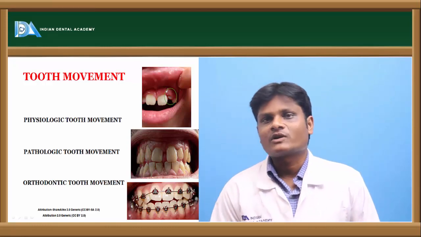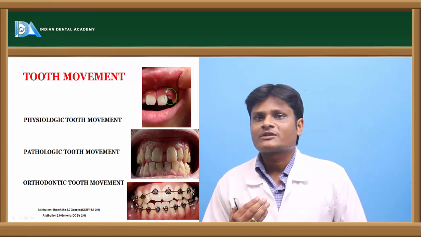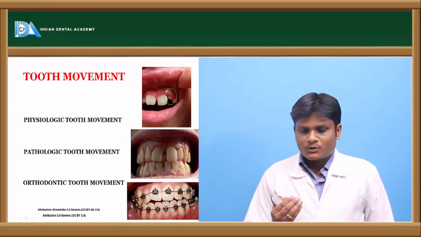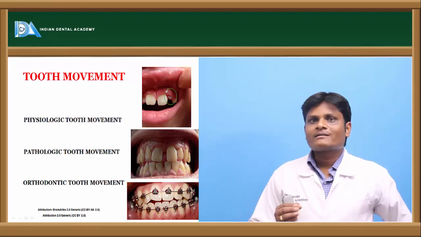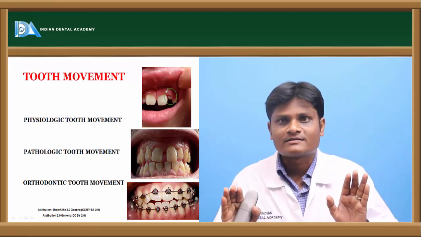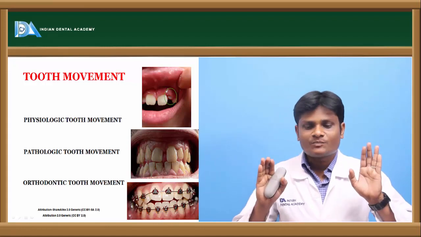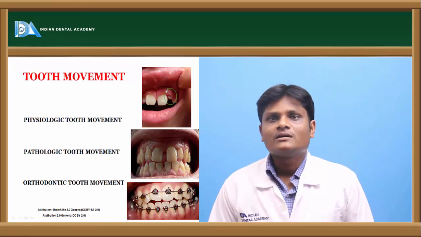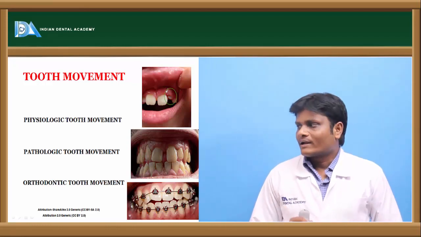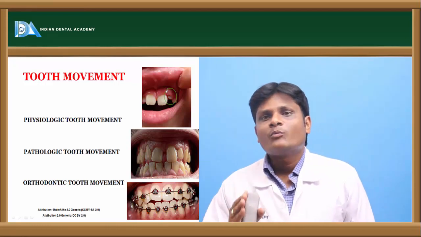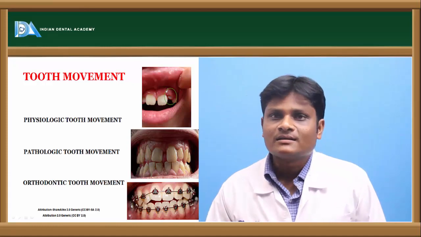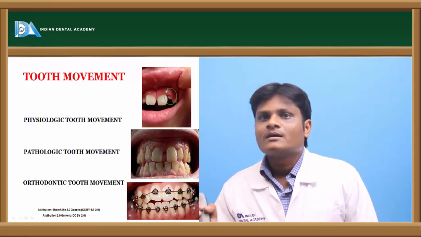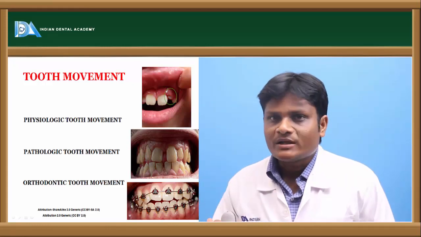And one more aspect is, for example, if we have a premature exfoliation of a particular tooth in the dental arch, then the tooth distal to it most commonly tries to mesialize itself or tries to occupy the space created by the exfoliated tooth. This is also a kind of pathological tooth movement. Whereas orthodontic tooth movement is the movement induced in the teeth by means of an orthodontic appliance, whether it be a fixed appliance, a removable appliance, or an orthopedic appliance.